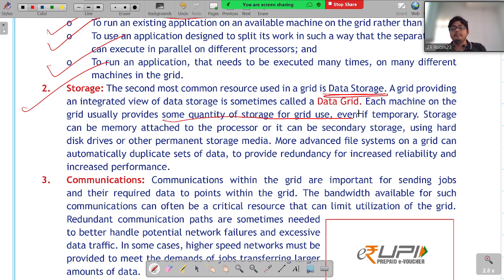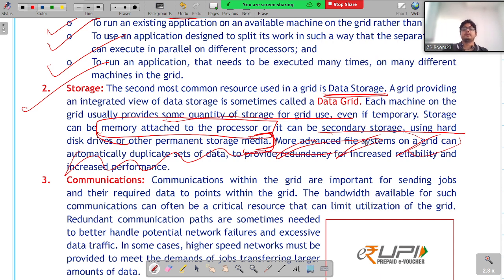Storage can be memory attached to a processor, or it can be secondary storage using a hard drive. Storage is of two types. One is RAM, memory attached to a processor, and one is secondary storage, that is hard disk storage. Full stop here. Done. So we can use the storage of each other's, either RAM or hard disk storage. Are you correct? We've already done this thing.